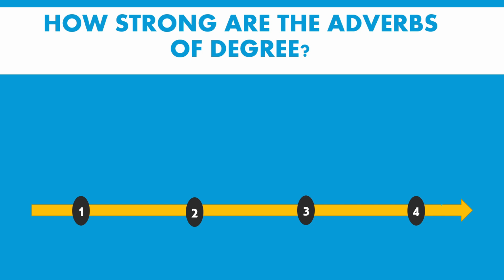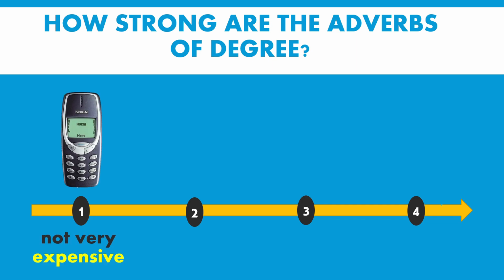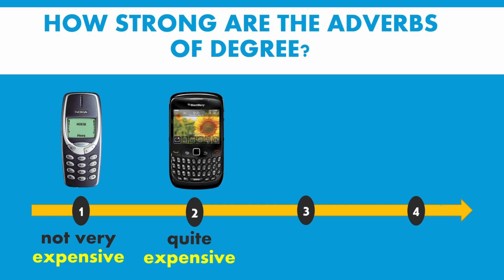Let's look at number 1. Let's say the adjective is expensive. Which adverb of degree should be at number 1? Not very. If you look at the picture here, it's the Nokia 3310. It's a black and white screen on the phone. So definitely in this century, the Nokia 3310 is considered very cheap. So in other words, using adverbs of degree, we would say it's not very expensive.